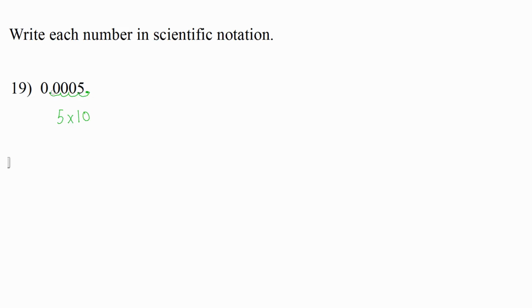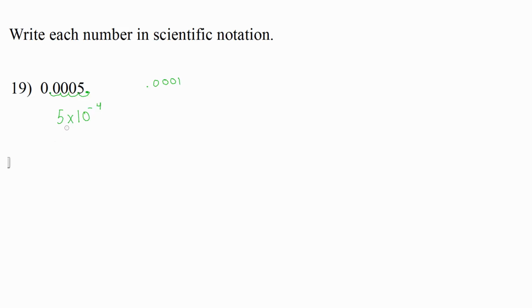Anytime we're talking about a small number like that, we should end up with a negative exponent, because 10 to the negative 4th is actually 0.0001. And so we're timesing by a decimal number when we times by 10 to the negative 4, and that's how we end up with this 0.0005. I may have said too many zeros.